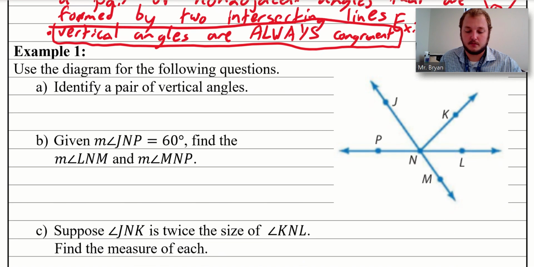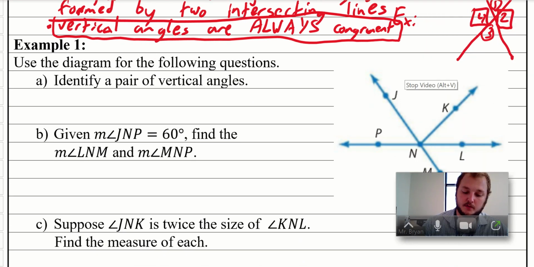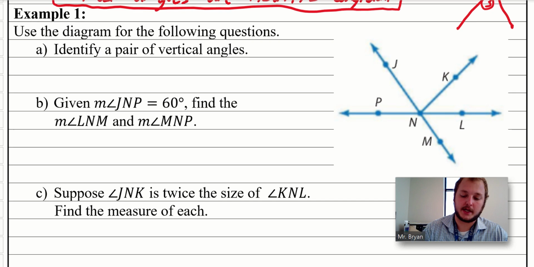I'm going to scroll down, move myself out of the way. Example 1 here. I want you to take a sec. As always, I want you to sketch this diagram. Make sure you include all the points and make sure you include all the lines. I'll give you a sec to do all that. Pause your video. Okay, so we're looking at example 1. We have this whole diagram. We have all these points.